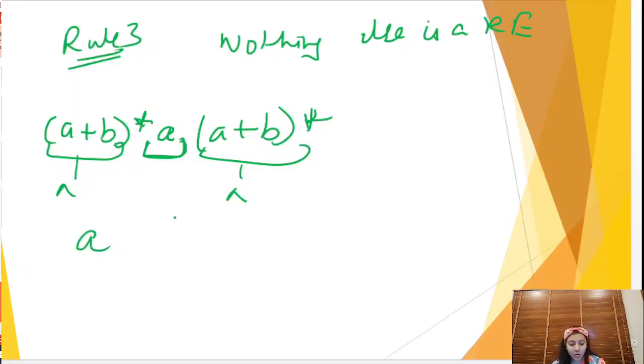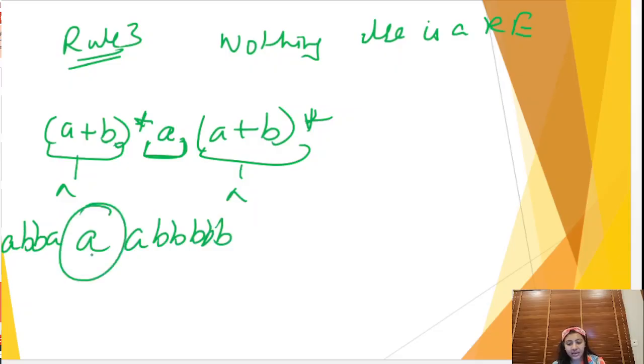All strings of A's and B's that have A in them somewhere, right? That A can be at any position. If I take, let's say, string ABBA from this particular (A+B)*, and if I take ABBBB from this particular (A+B)*, then this A can be at any position somewhere in your string, but the condition is one A has to be there, right? So this is the language that is associated with this particular regular expression.